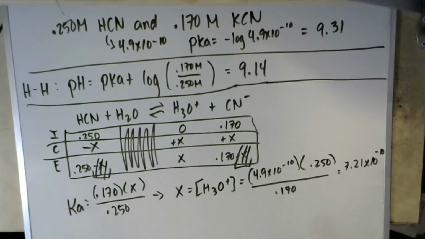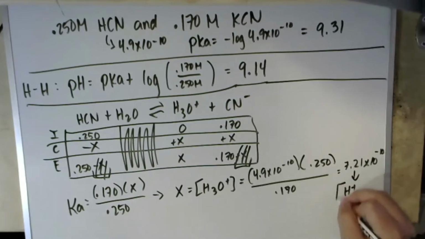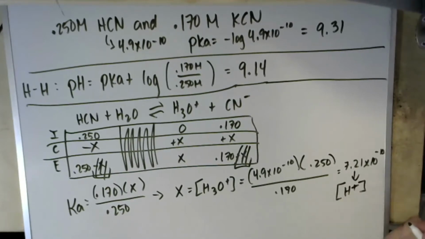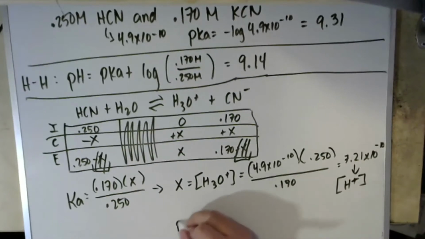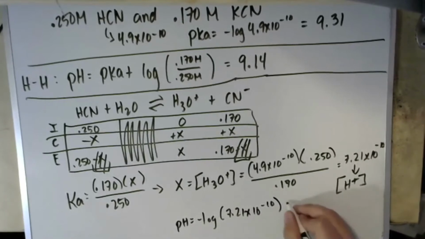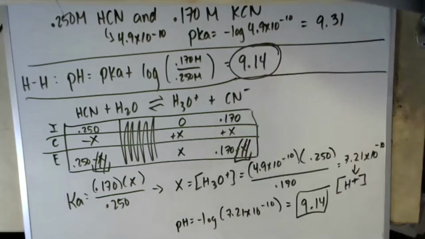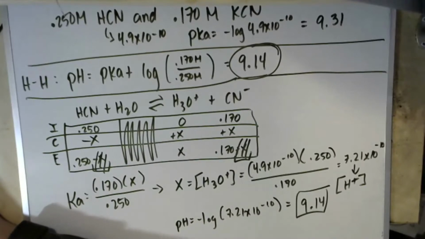Now to find the pH, we're going to use this value as our hydrogen ion concentration. So our pH is going to be the negative log of 7.21 times 10 to the negative 10. And we're still going to get 9.14 back out. Yay. It's nice when that works out.